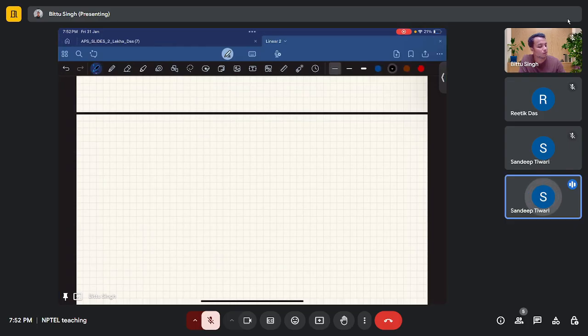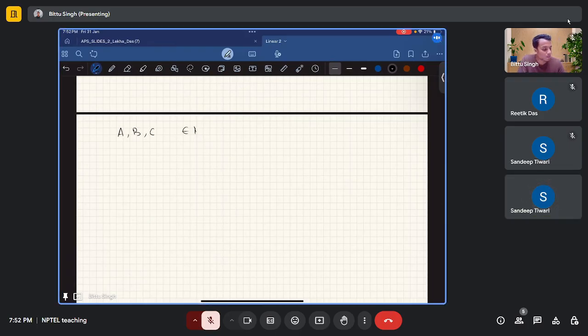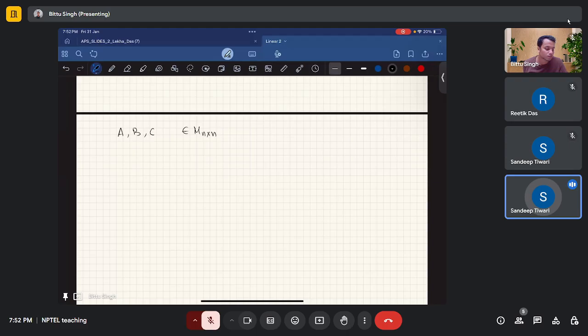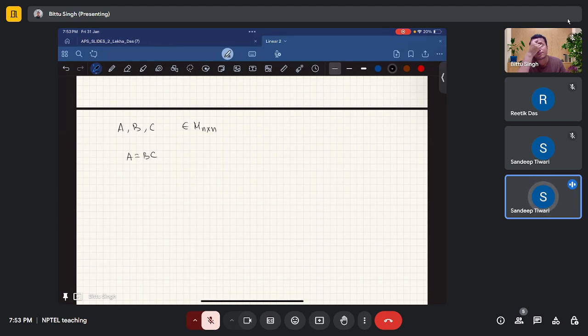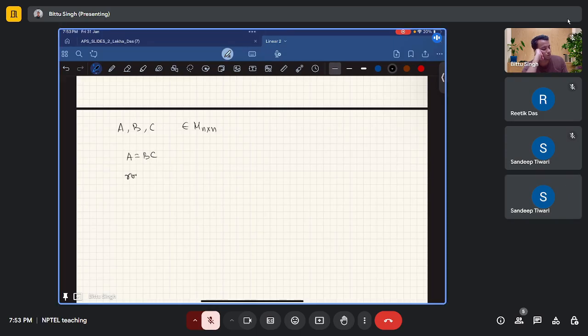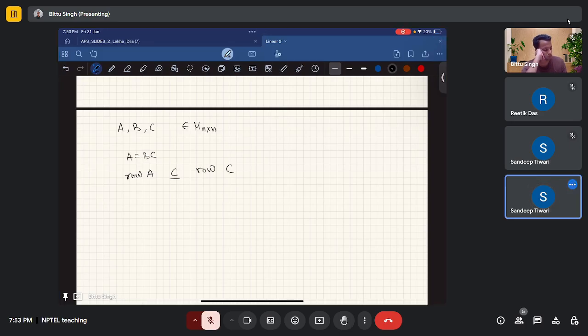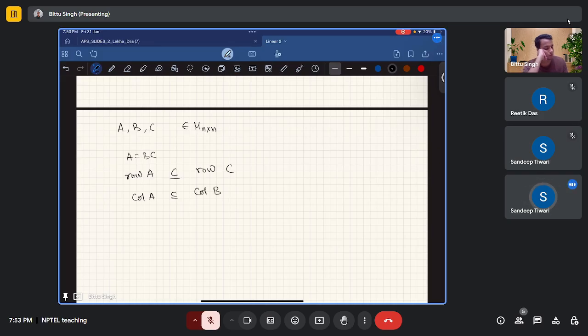If A, B, C belong to the real matrices of size m by n, such that A is equal to BC, then the row space of A is a subset of the row space of C, true. And the column space of A is a subset of the column space of B, true. Sir, how is it true?